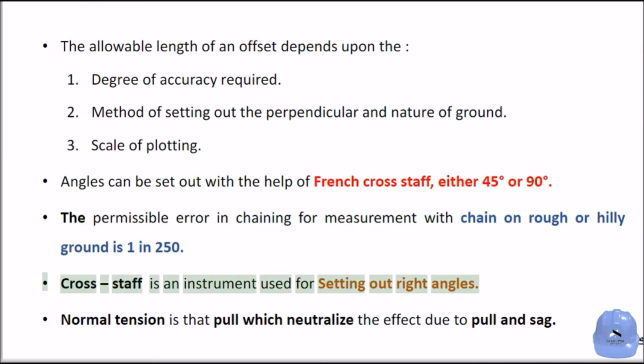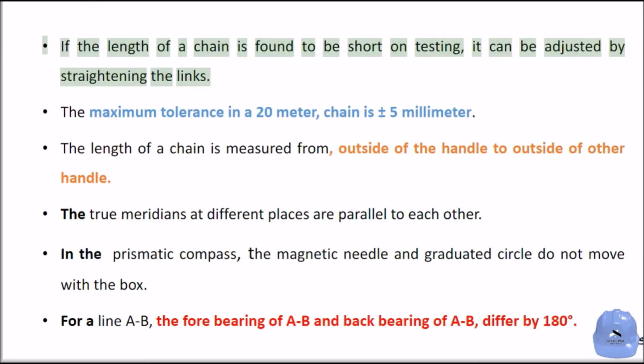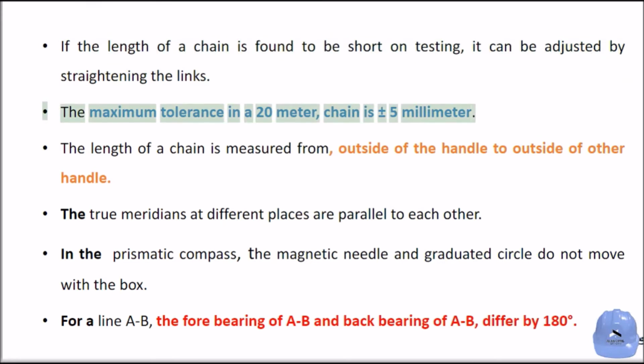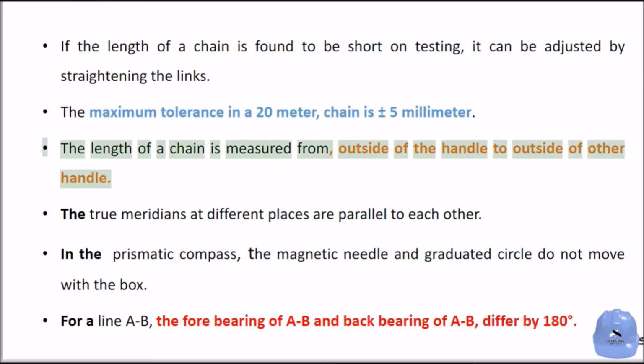Cross staff is an instrument used for setting out right angles. Normal tension is that pull which neutralizes the effect due to pull and sag. If the length of a chain is found to be short on testing, it can be adjusted by straightening the links. The maximum tolerance in a 20 meter chain is plus or minus 5 mm. The length of a chain is measured from outside of one handle to outside of the other handle.